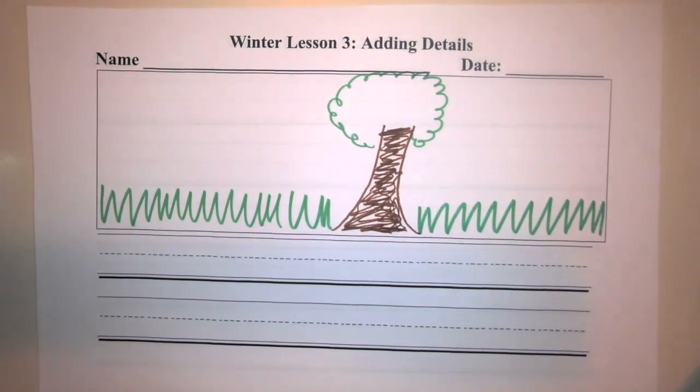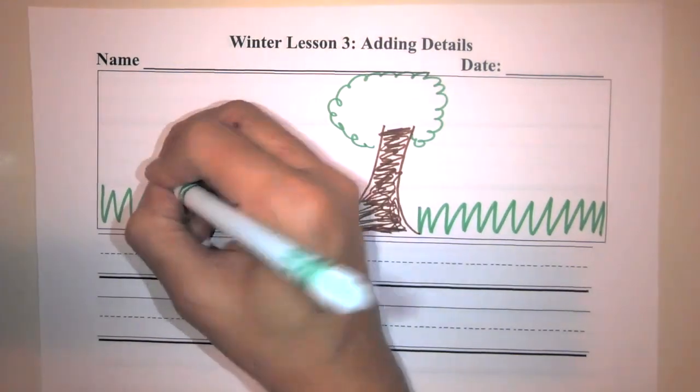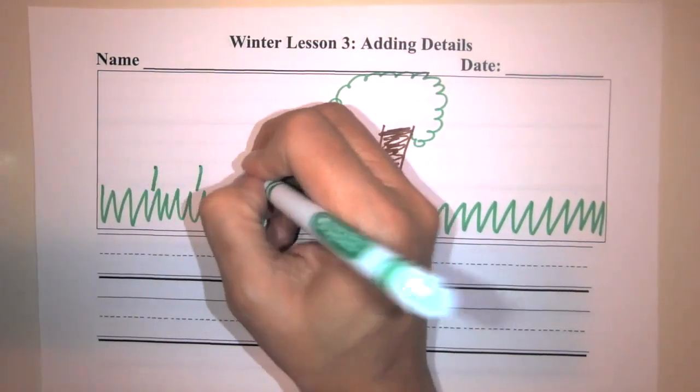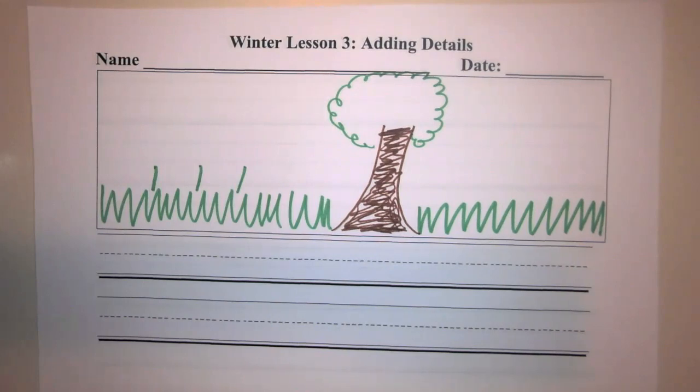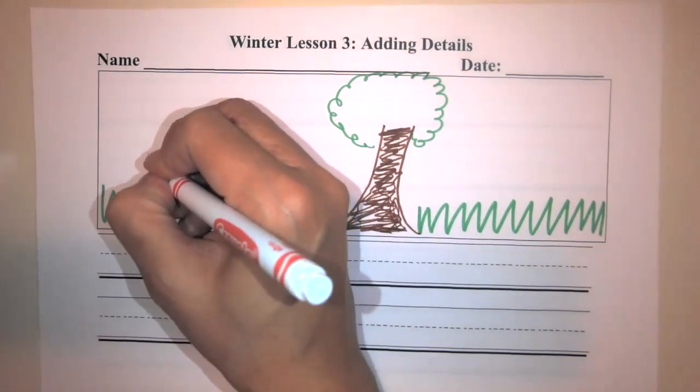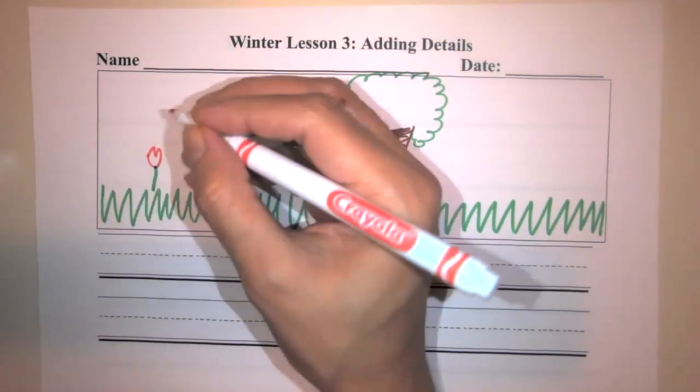So right now I've drawn my large tree, I've drawn the grass. I think maybe I want to draw some flowers, so I'll draw like the stems shooting up. Draw some flowers, draw some tulips.